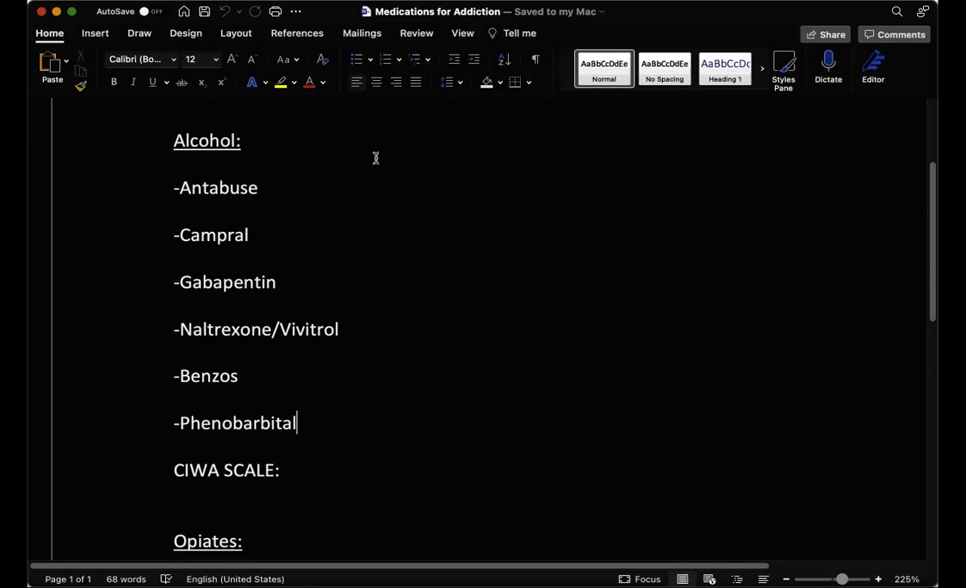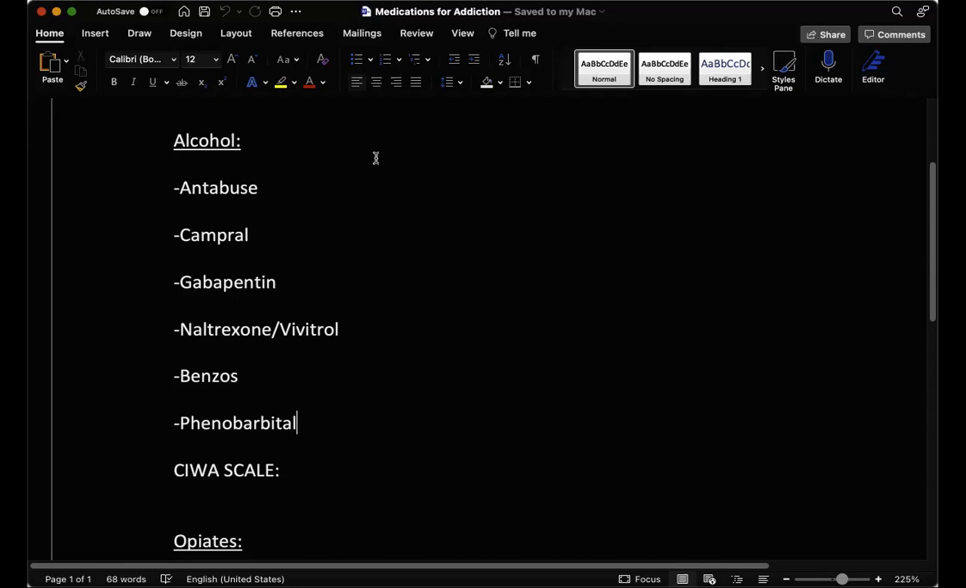And then we have one more class that covers more mental health meds. Knowledge is important, and what works for one person may not work for another, so give them all the information possible. So that's Campral and gabapentin. We talked about benzos, we talked about phenobarbital, and we talked about the CIWA scale, which I did post. But again, I'm going to go back up to naltrexone in just a second.